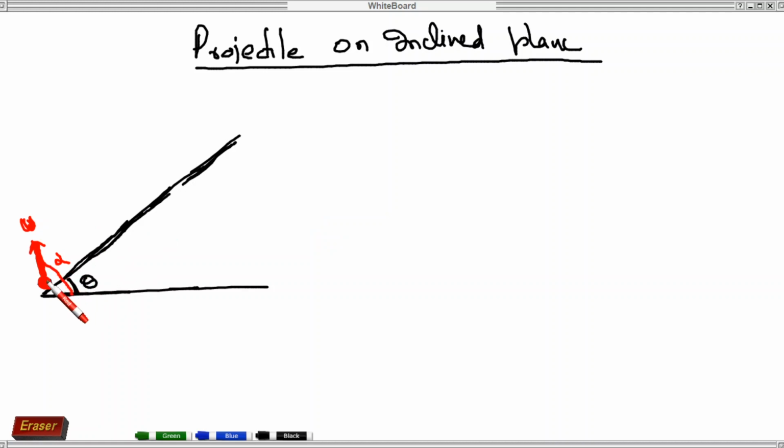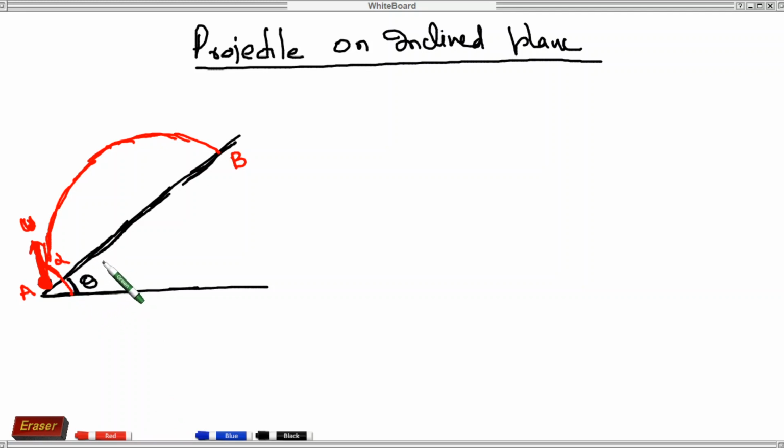The path traveled by this ball will be like this. It started from this point A and ended at this point B. So this angle is alpha.